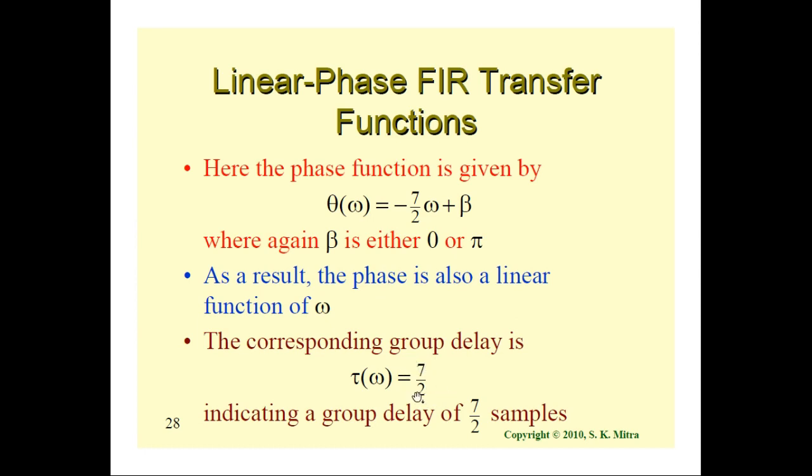That is, it will introduce a delay of 7/2 samples once a signal is passed through it, because 7/2 is not physically measurable in the case of a digital system or discrete time system. Therefore, such a system is known as a fractional delay system. And at a later part of today's lecture, we will see that this fractional delay characteristic limits its application.